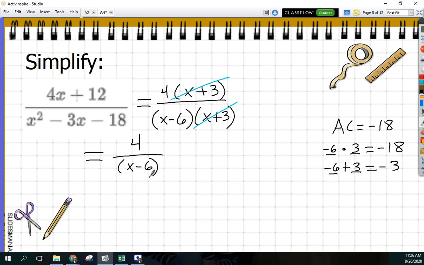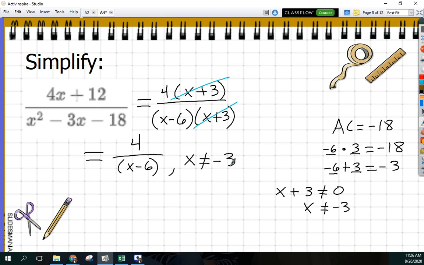Now hopefully we haven't forgotten, we still have to write that restriction. So if we weren't able to tell what our restriction was right off of the bat, we can always look at, okay, x plus 3 is what I reduced. What's going to make that 0? So I set it not equal to 0. I would subtract 3 from both sides. So I know that my restriction is that x cannot equal negative 3.